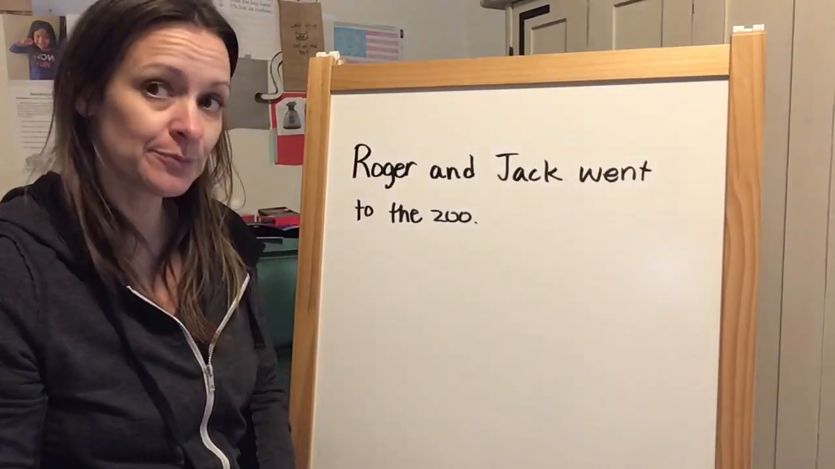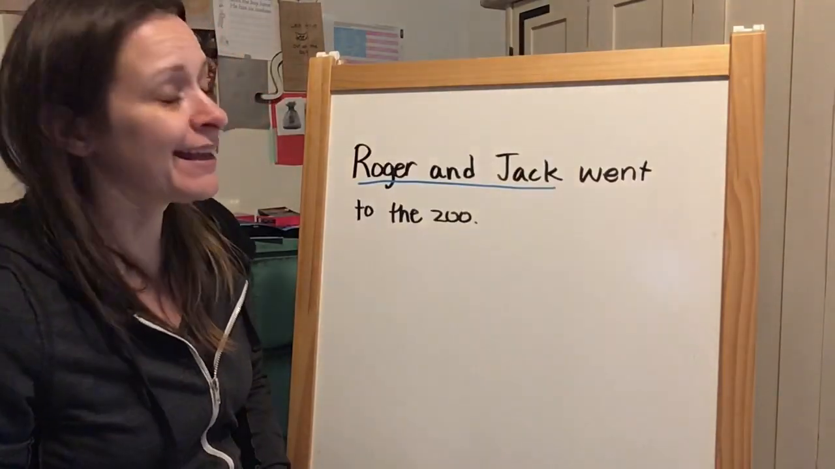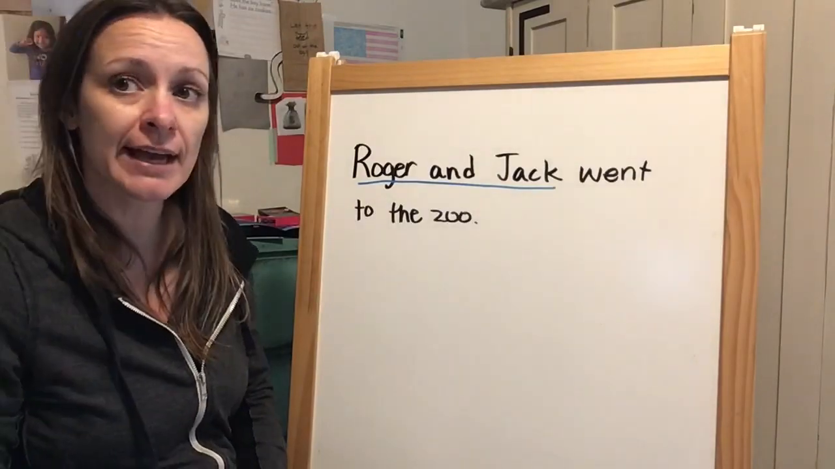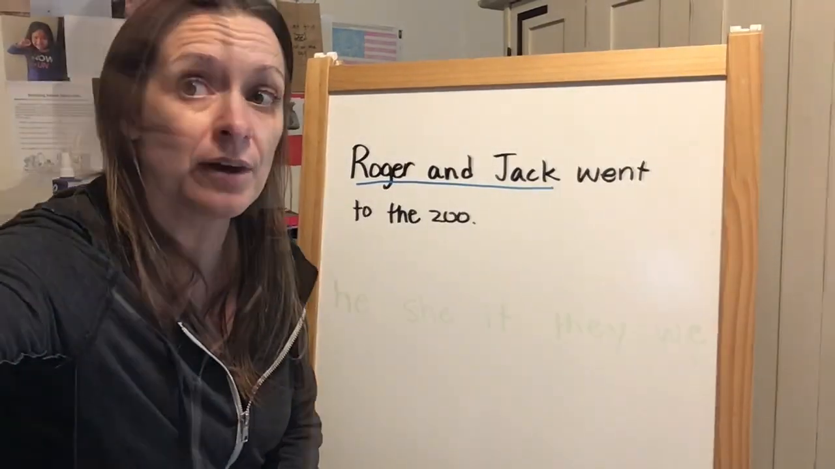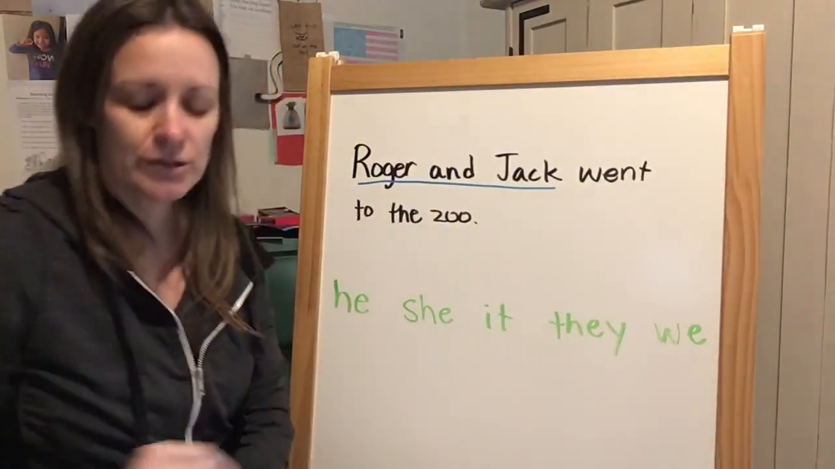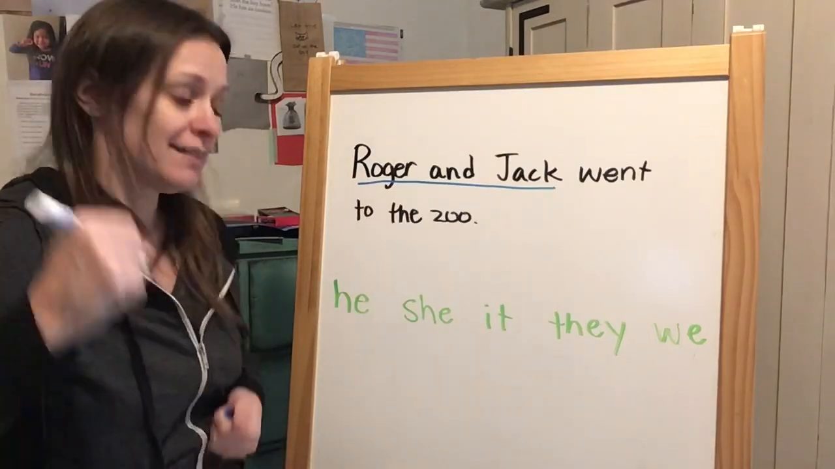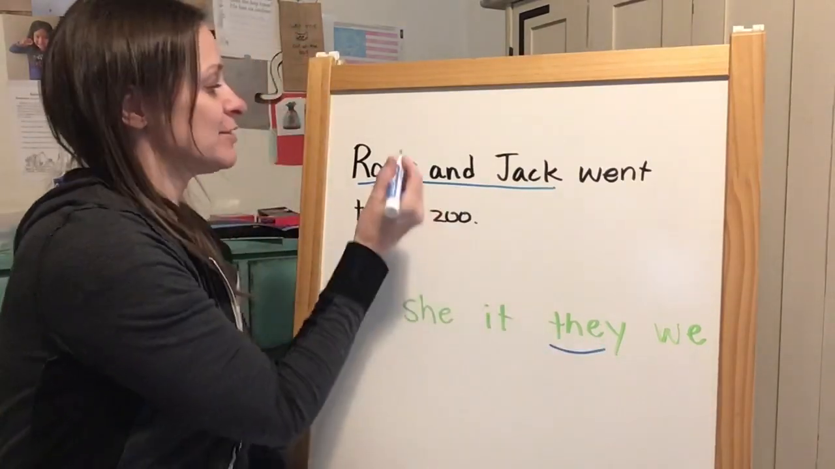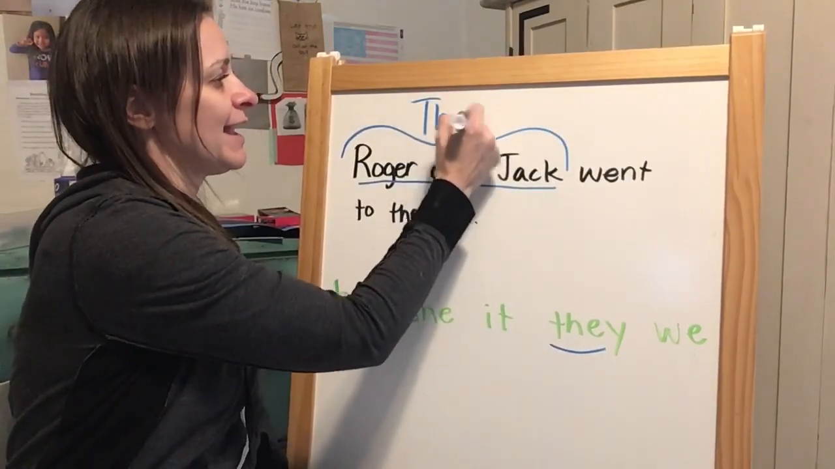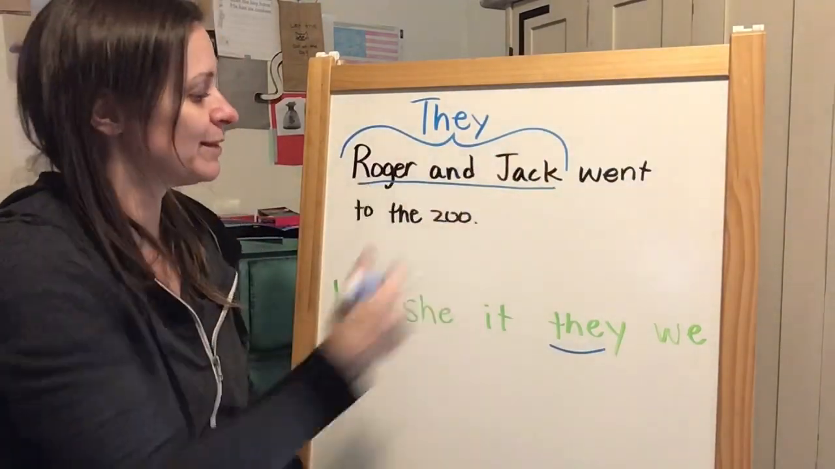Who went to the zoo? Who is it? Roger and Jack went to the zoo. What is a pronoun that we could use to replace Roger and Jack? And remember, our pronouns that we're working with are he, she, it, they, and we. So which one of these pronouns could we replace Roger and Jack with? They. Good one. So we can replace this whole thing with they went to the zoo. Who went to the zoo? Roger and Jack. They went to the zoo.